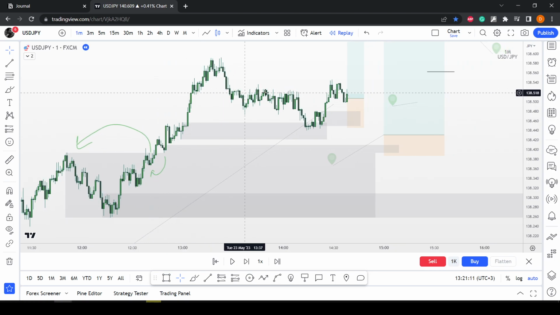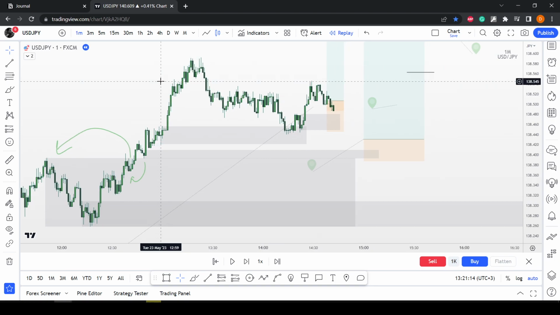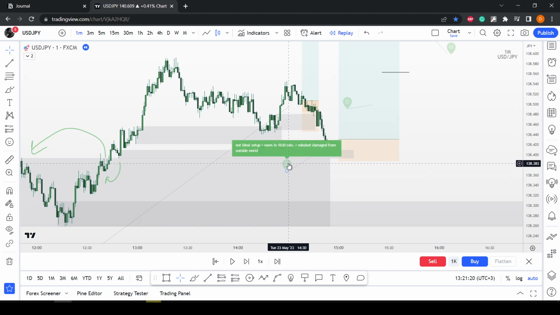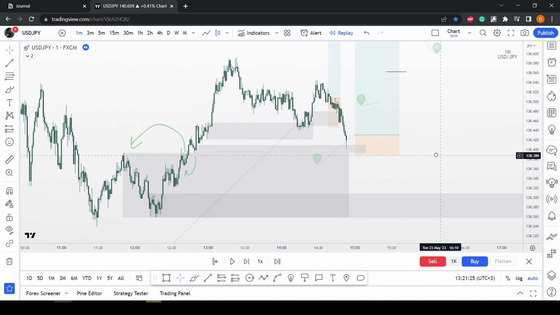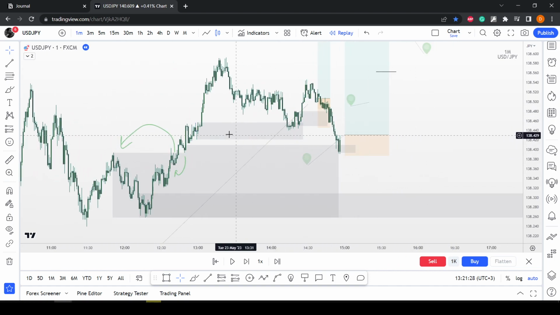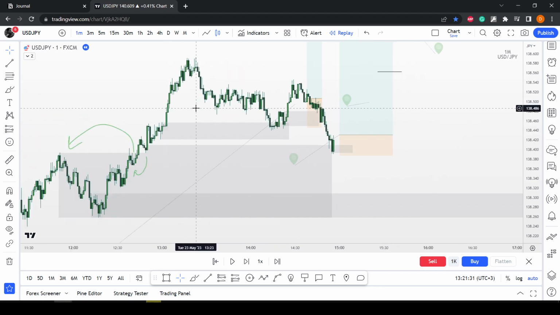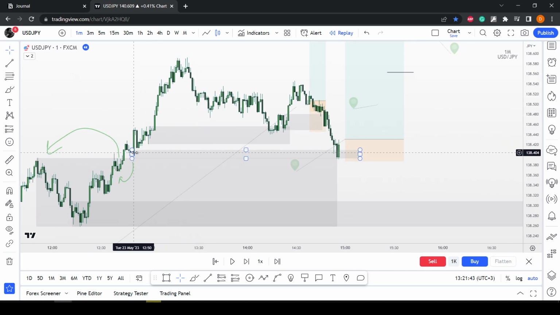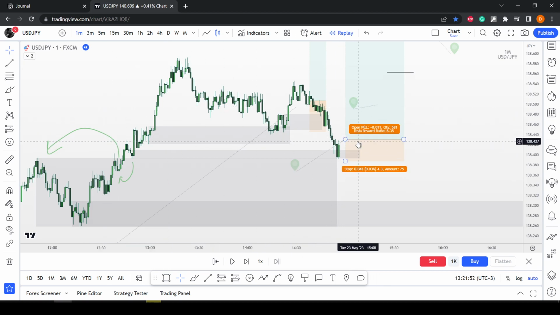And then entered here, protected myself here. So decided not to wait for a tap into the zone, and it failed the zone. So here, not ideal setup, news in 2 hours. Okay. Oh, I see, I see. This might be what I meant, is that we have a refined zone that mitigated the previous big zone. So it's a part of a chain, real clear zone with this imbalance. So these are the zones that are possible for reaccumulations in the future. And so decided to give it one try here on the move up.